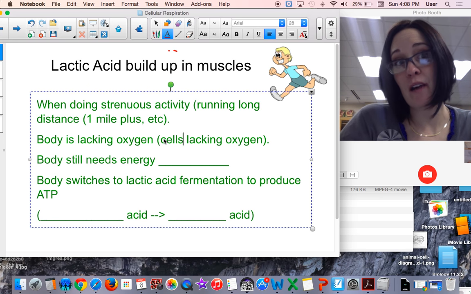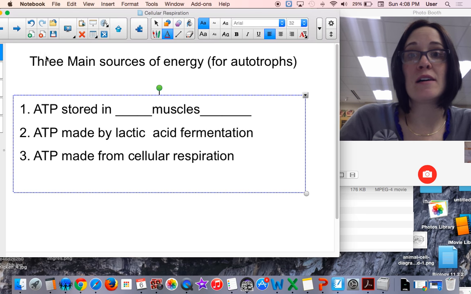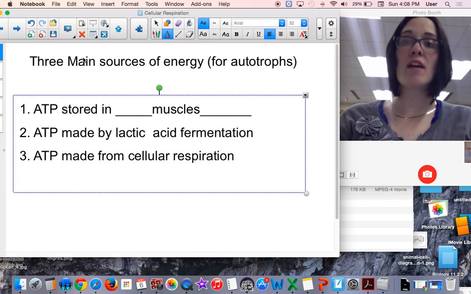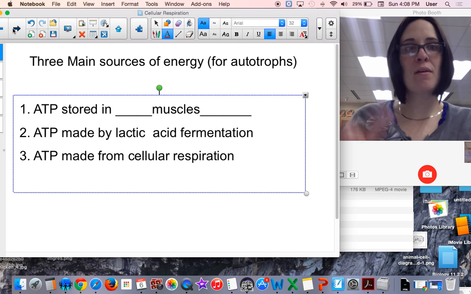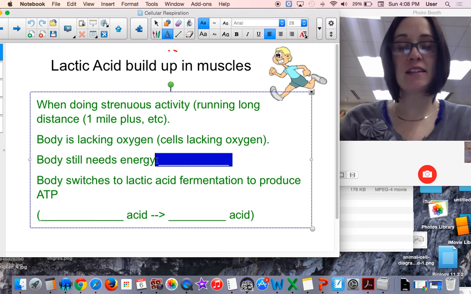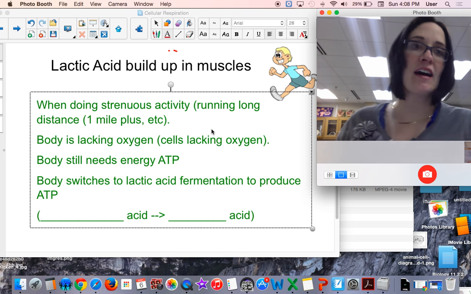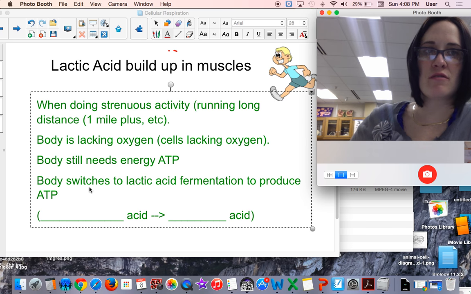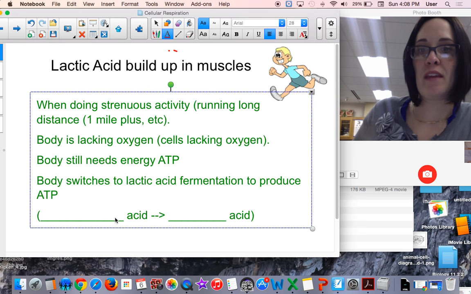But you still need to keep running, right? You've used up your reserve in your muscles, and you don't have an adequate supply of oxygen while you're running. So your body goes over to a different way to produce ATP, because cells still need it. This is called lactic acid fermentation. When your cells are lacking oxygen, your body can switch to lactic acid fermentation instead of cellular respiration in times of need.